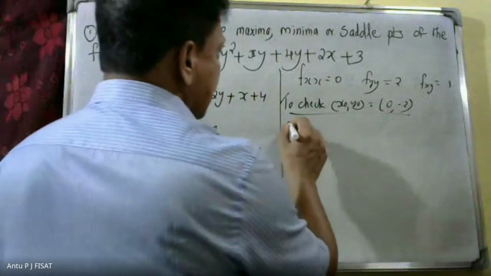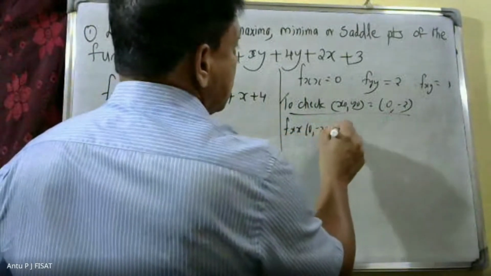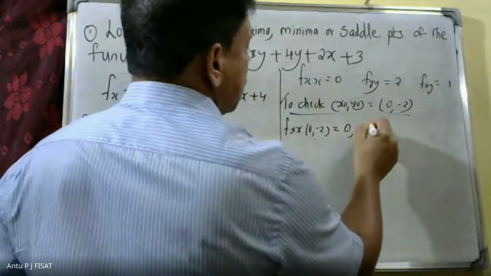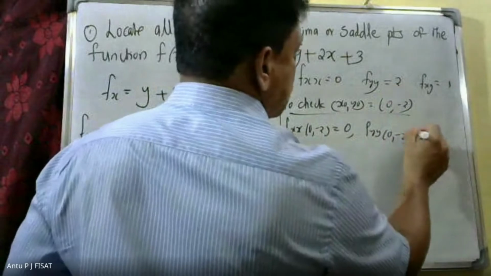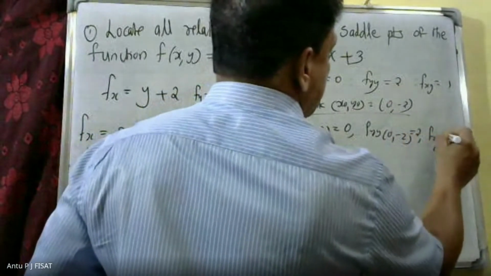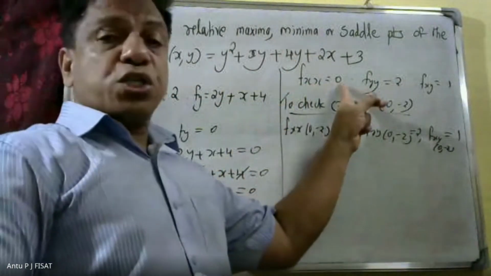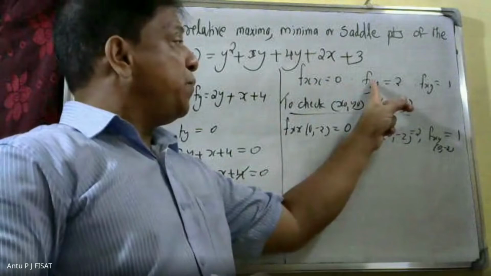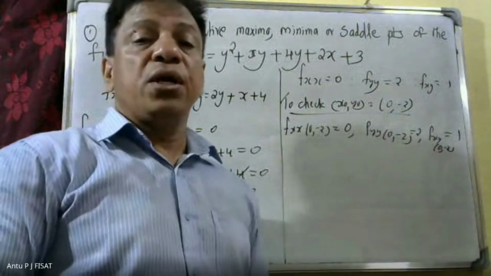For that we calculate fxx(0, -2). This is a constant function, that is equal to 0. fyy(0, -2), here constant function again is 0. fxy(x0, y0) at (0, -2) is equal to 1. Here fxx is a constant function, there will be no change. fyy is a constant function, there will be no change. fxy is a constant function, there will be no change.